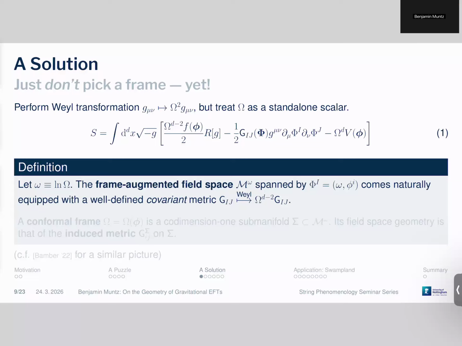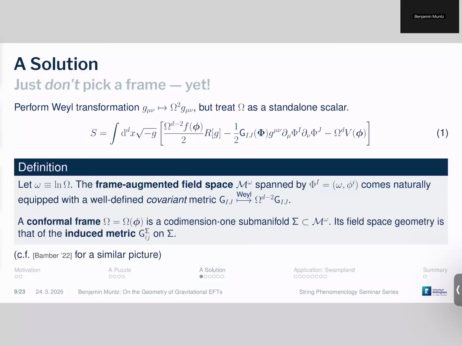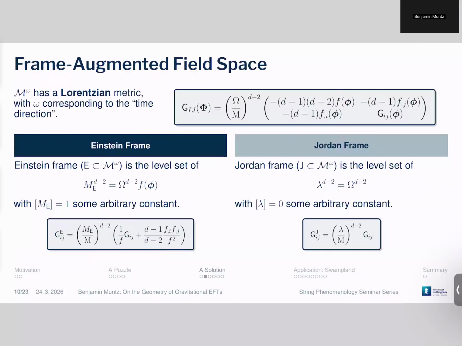And what this looks like in this augmented field space is that I'm selecting a codimension 1 submanifold. And the field space metric in a particular frame is that of the induced metric on that hypersurface. Okay, so here I have two examples, again, going back to Einstein frame and Jordan frame. But let me just mention briefly that this geometry turns out to be Lorentzian.